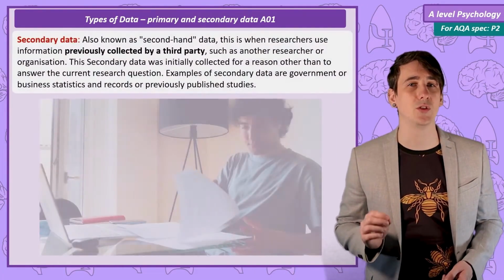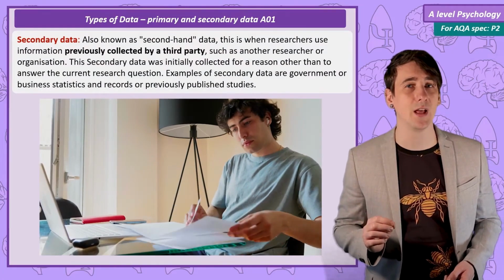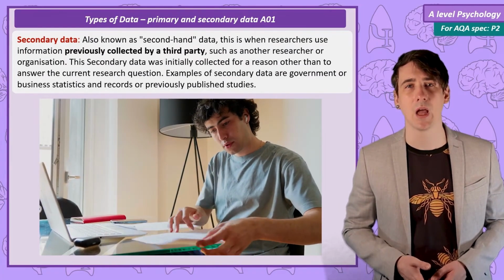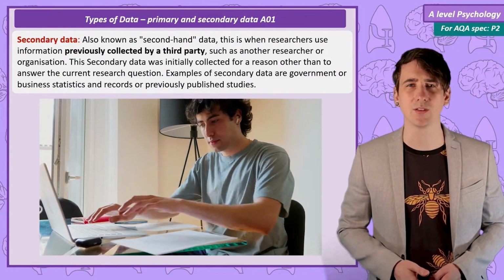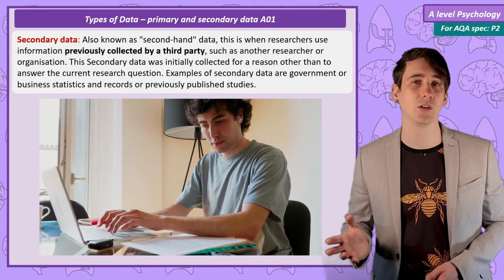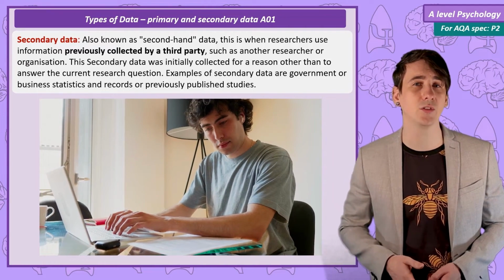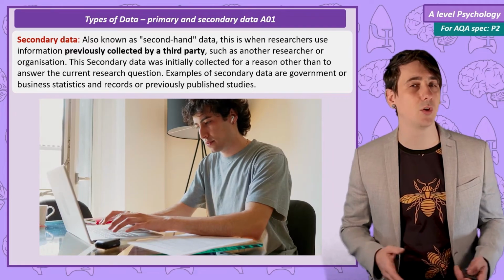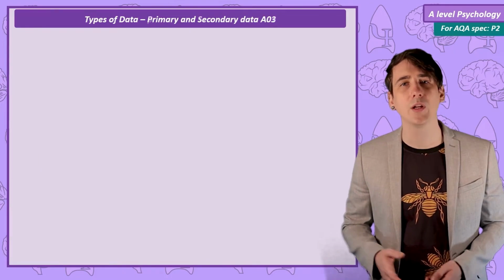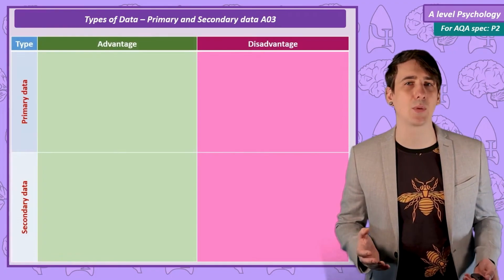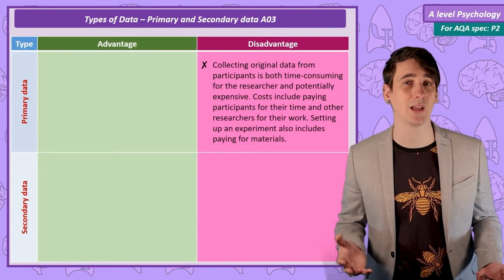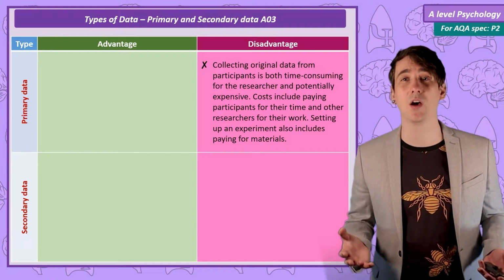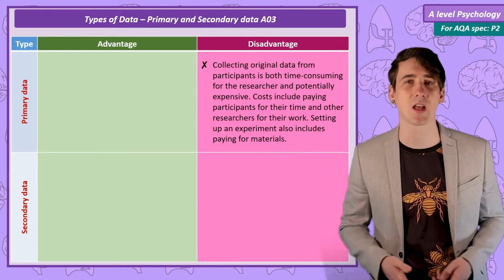Secondary data is when the researcher uses data to answer their research question that's already been collected and published, often to answer a very different research question. So secondary data can be government or business statistics and records, or previously published data from other studies. When it comes to evaluations, of course, a downside to primary data is going out into the real world and collecting all of your data means a large investment in cost and research time.